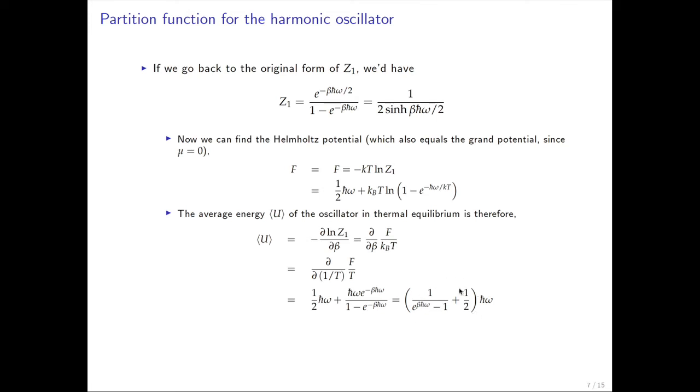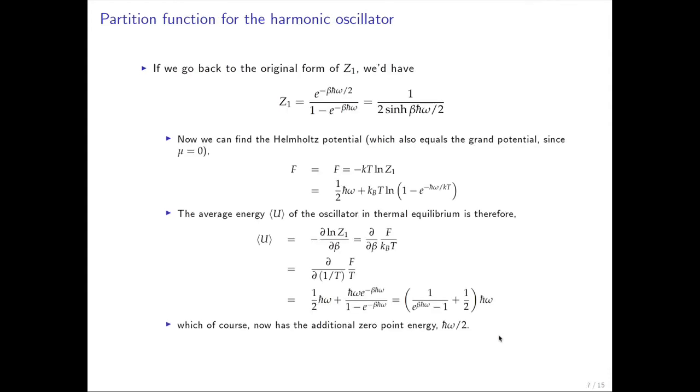this is what we would have had before, plus this 1/2 again, because we've used this form where we've taken the energy, we've taken the zero of the energy such that the ground state has h bar omega over 2, right? This is zero point energy. So, let's look at this again then.